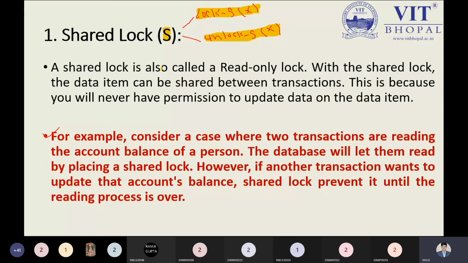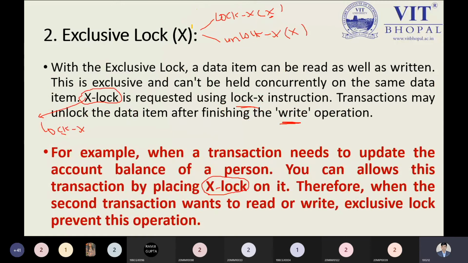A shared lock is also called a read-only lock. I have already discussed this in my previous slide. Unlike the shared lock, for the exclusive lock we have to use X rather than S. So lock X, where X is a data item inside the parentheses. Unlock X means I'm using the unlock in terms of the exclusive mode. That is the point we have to keep in mind.